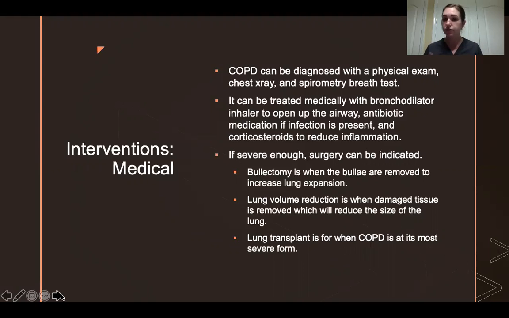If severe enough, surgery can be talked about and can be indicated. A bullectomy is when the bullae are removed to increase lung expansion. These are kind of like the dead tissue at the end. Lung volume reduction is when damaged tissue is removed completely, which reduces the size of the lung. These both kind of reduce the size of the lung, but get the damaged tissue out.